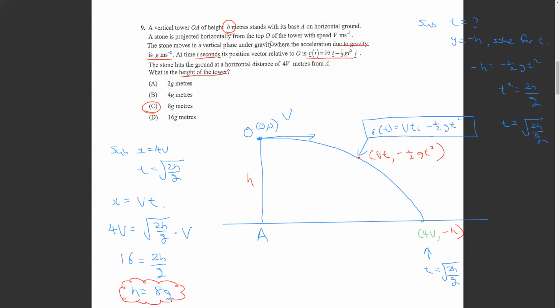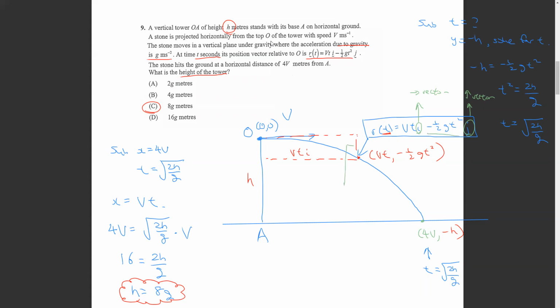If you're a little bit confused, this i is the horizontal vector. And this, oh, I left out the j. j is your vertical vector. They are the unit vectors in those directions. So what they're really saying is that at any point in time t, I'm vt times i across, and negative half g t squared j down.